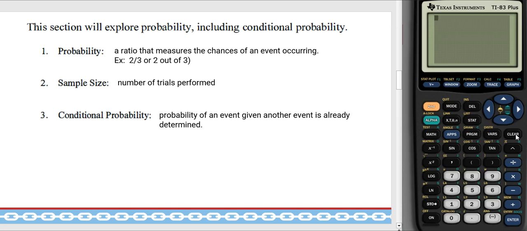Other vocabulary: sample size, number of trials performed, where you get your data from, and then finally conditional probability. That is the new part for today. Conditional probability is the probability of an event given another event has already occurred or is already determined. This word, given, is what makes it conditional probability. As we work through some examples, we're going to see that word given, and that is our clue that it is conditional probability.